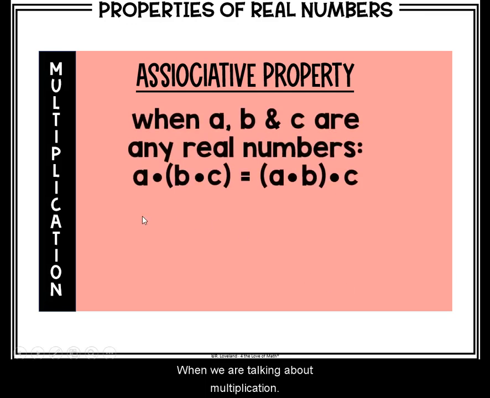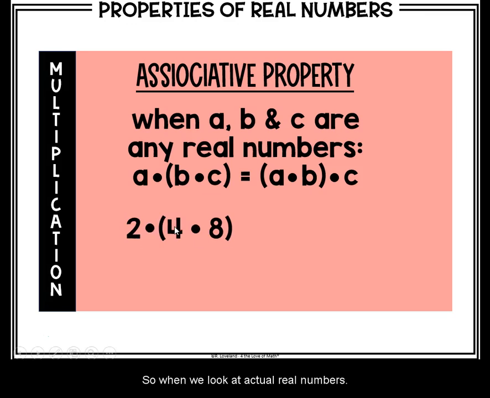When we're talking about multiplication, we have the same thing. When a, b, and c are any real numbers, we can change the grouping and we'll have the same answer. So for the left side, we have the grouping of b and c. On the right side of the equal sign, we have the grouping around a and b. So when we look at actual real numbers, we have 2 on the outside times 4 times 8 with 4 times 8 on the inside.